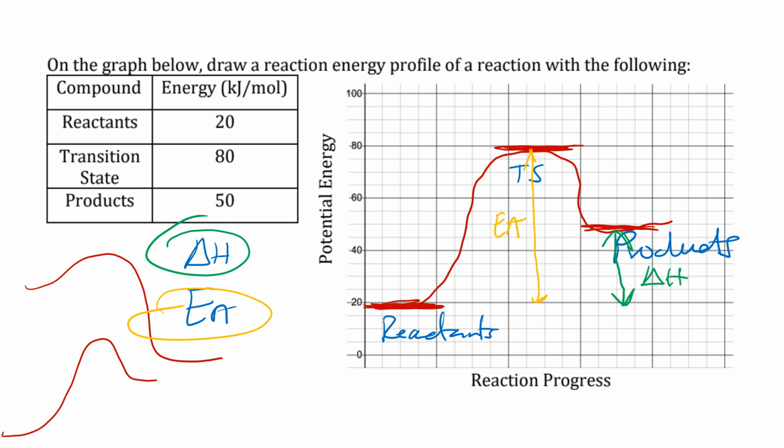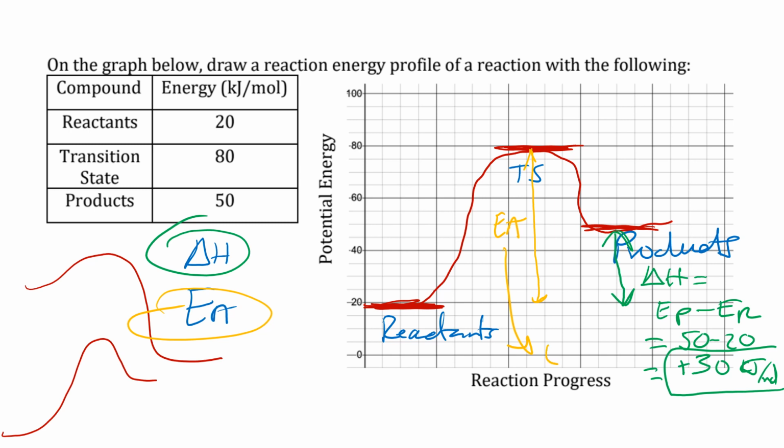So my delta H would be the energy of the products minus the energy of the reactants. This will be 50 minus 20, so plus 30 kilojoules per mole. My activation energy is going to be the energy of the transition state minus the energy of the reactants. This is going to be 80 minus 20, so 60 kilojoules per mole.